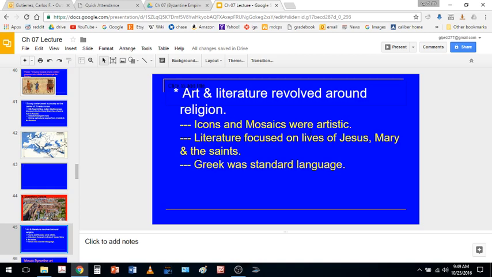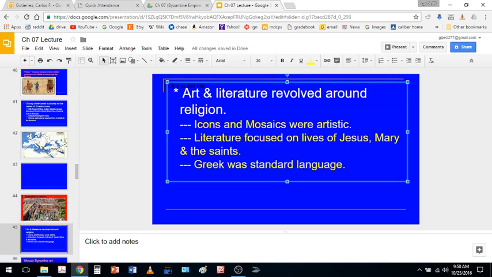They loved drawing or depicting Jesus and the saints and Mary and all other religious figures, believing that it allowed people to have a personal connection to God. And so they have a lot of icons, and of course we know that at one point those icons would be banned. But they also drew in mosaics, right, which is those little tiles that you combine to create a bigger image. A lot of their literature is going to focus on religion as well.